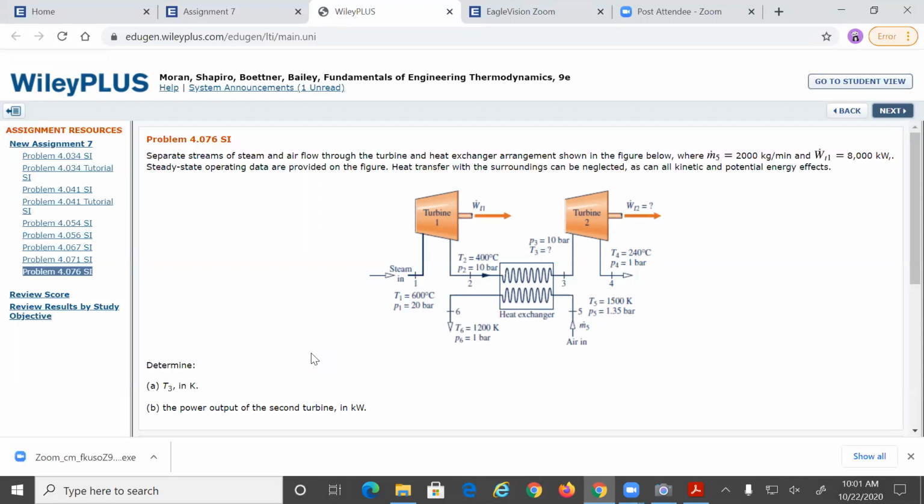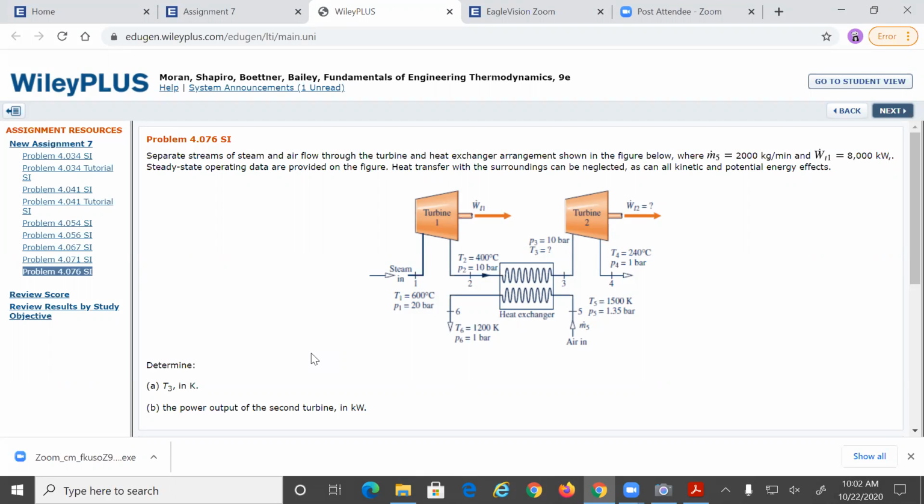Let me do another turbine over here. All right, so a turbine gives power. The same thing with the compressor, it's 8000 kilowatts. Okay, the second one is unknown.